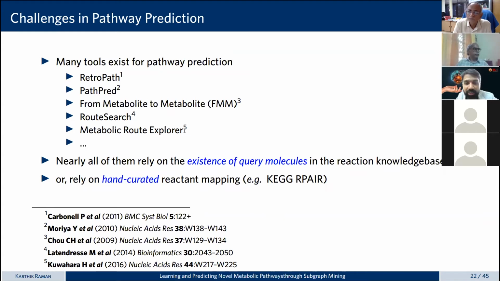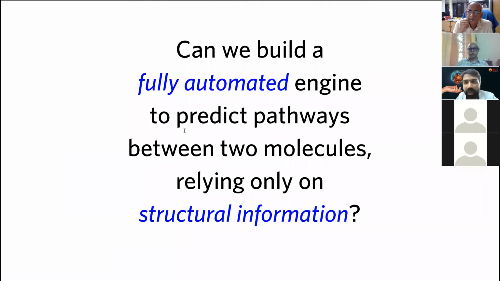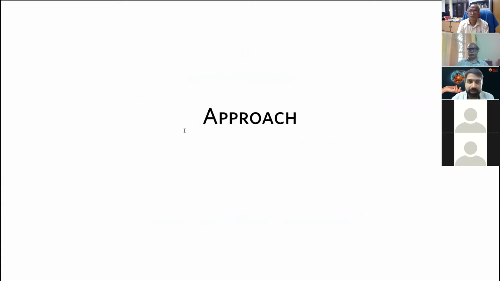Which means that this cannot readily scale to the size of databases that we have today. So we started out with this question: can we build a fully automated engine to predict pathways between two molecules, relying only on structural information? You give me the structure of molecule A and you give me the structure of molecule B. I need to now predict a pathway not based on my memory of organic reactions, but trying to draw on what you have in the databases.